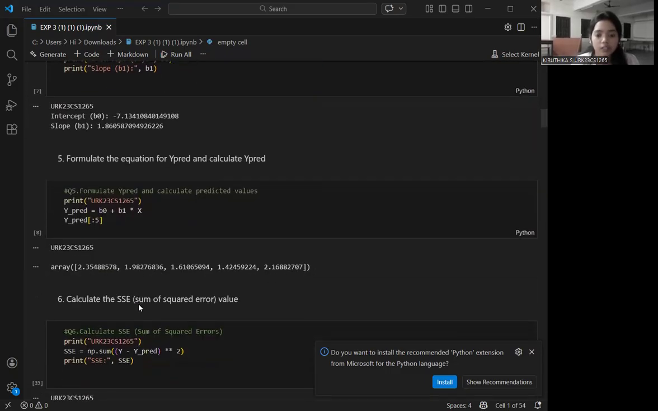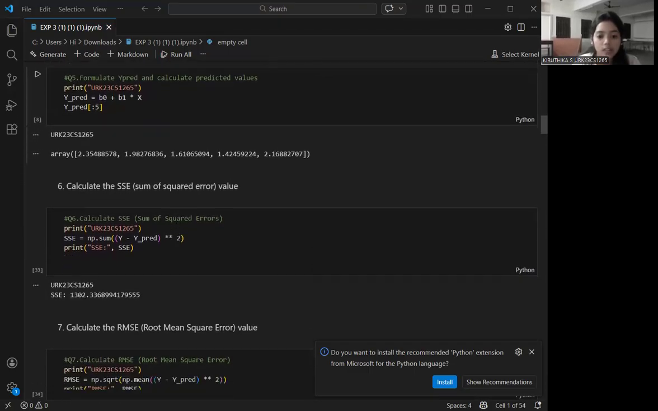And the fifth one is calculate the predicted values. The formula is y predict is equal to b0 plus b1x. After calculating the regression equation, we use it to predict y values based on the x values.